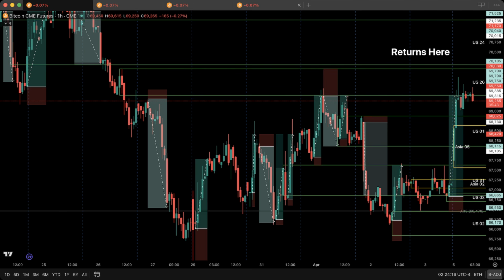Now the lower side shows the same problem. Reaction exists, but continuation does not. Now both sides are active, but neither side opens. This is where compression becomes real. Price moves up. It cannot stay. Price moves down. It cannot continue.